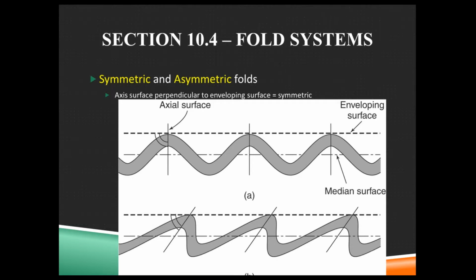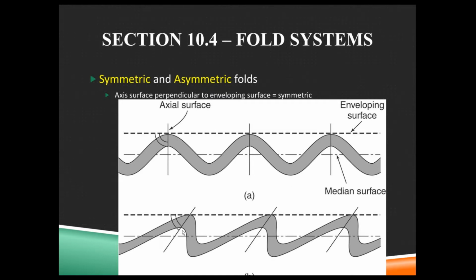Now, the next section looks at fold systems. So now we're not looking at just one fold, we're looking at a bunch of folds. And what can you see in the folds as a group? Are they symmetric? Are they asymmetric? So for a symmetric, we've got axial surfaces that are parallel and perpendicular to the enveloping surface. The enveloping surface is if you connect all of the peaks or connect all of the troughs.